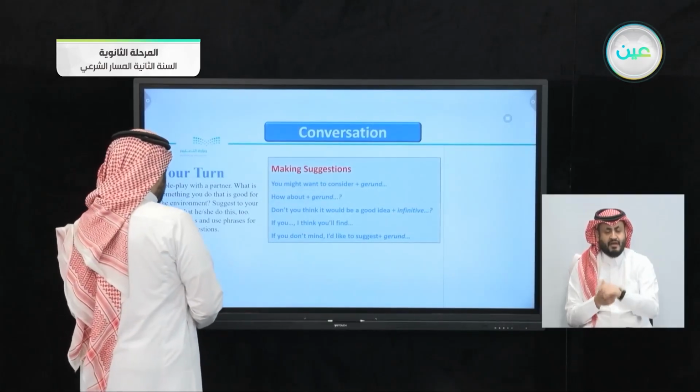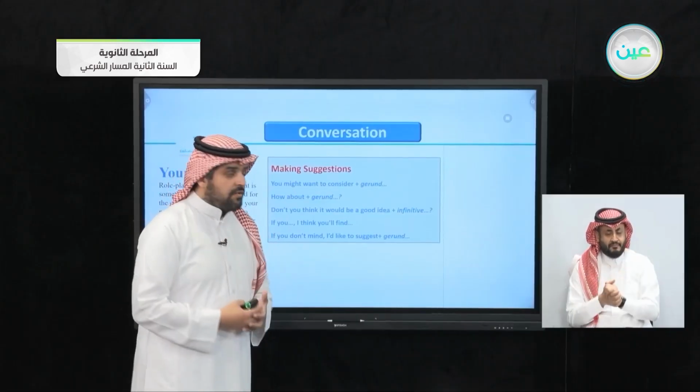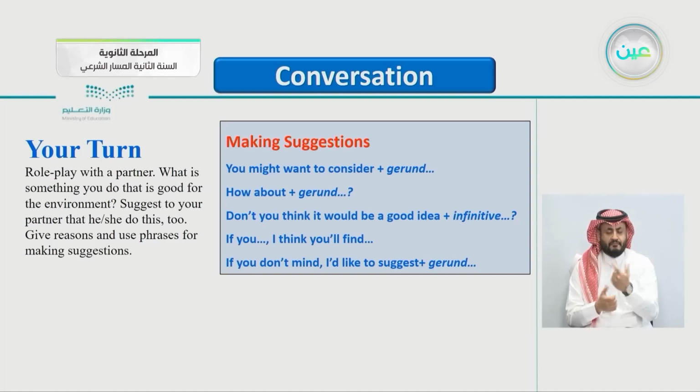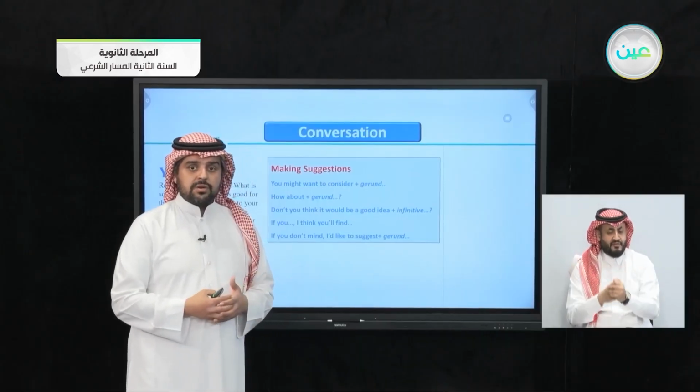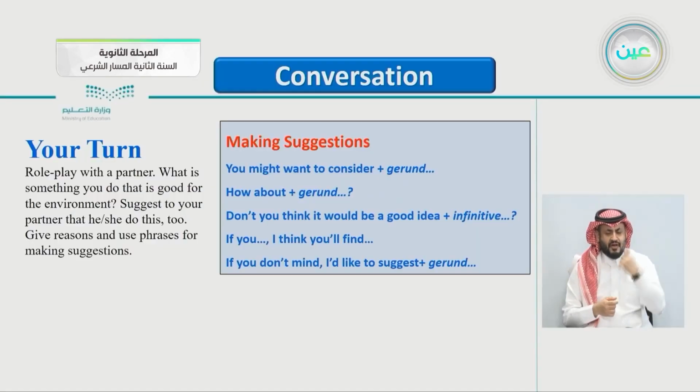So your turn here, role play with a partner. What is something you do that is good for the environment? Discuss with your partner what is something that you always do, maybe as a habit, that is good for the environment. Suggest to your partner that he or she do this too. Give reasons and use phrases for making suggestions. As in the conversation between Jassim and his friend Ibrahim, try to convince your friend, your colleague, to be more like you and try to save the environment by making suggestions for him, of course.